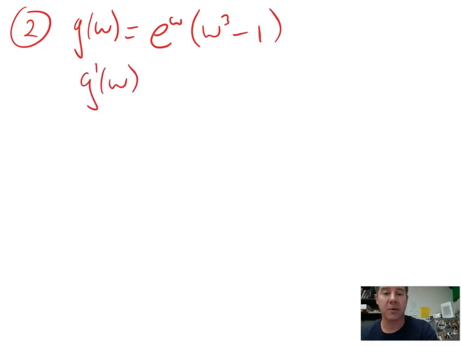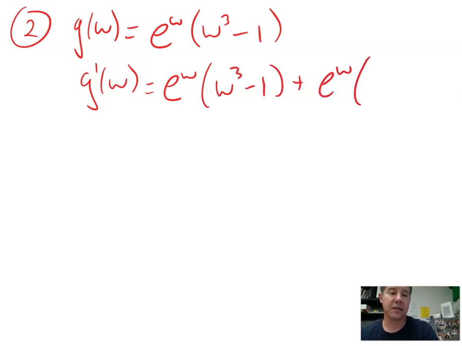So g prime of w, make sure you're using good notation. Tell people when you're finding the derivative, or when you're talking about the original function. Derivative of the first, okay, derivative of e to the w is e to the w. Derivative of e to the x is e to the x. Derivative of the first times the second plus the first times the derivative of the second. Right there. Now again, technically we found the derivative, but we probably would need to simplify this somewhat.